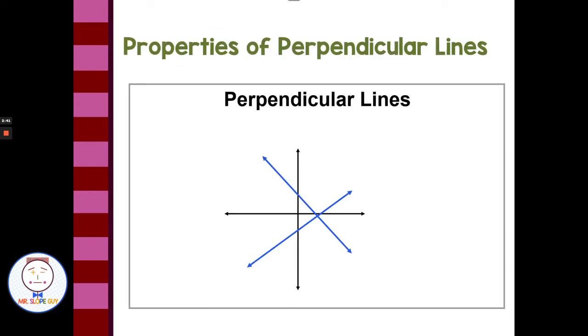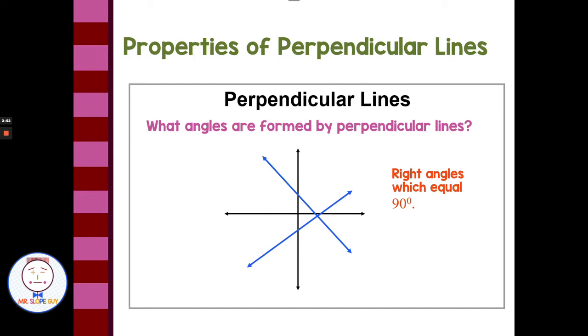Perpendicular lines, when we have two lines that cross like this, what angles are formed by perpendicular lines? Well, when two perpendicular lines cross, they form right angles, or angles that equal 90 degrees. We have four 90-degree angles formed when two perpendicular lines cross.